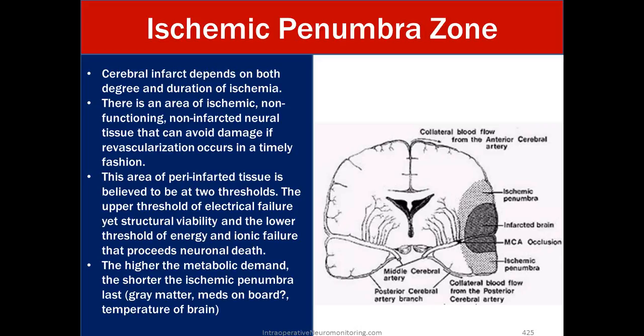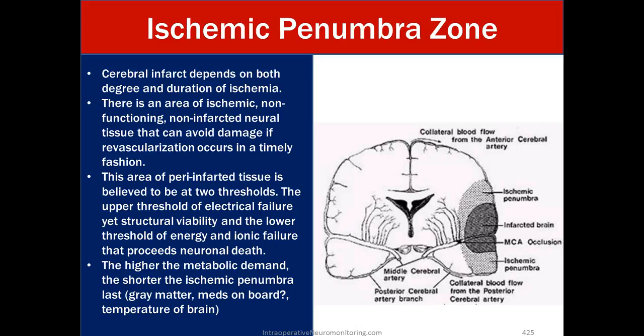The area of peri-infarct tissue is believed to be at two thresholds: the upper threshold of electrical failure, yet structural viability, and the lower threshold of energy and ionic failure that precedes neuronal death. The first area is an area where it's lost function, EEGs look bad, SSEPs look bad, and that brain area can probably survive in that zone for an infinite amount of time. It's surviving, it's just not functioning. The next level is an area of functional loss where structural integrity is still intact. It's still fine, but it's on a timer. It can only withstand that level of blood perfusion for a certain amount of time, and that amount of time is dependent on a bunch of different factors that makes it impossible to predict exactly how long that's going to be.